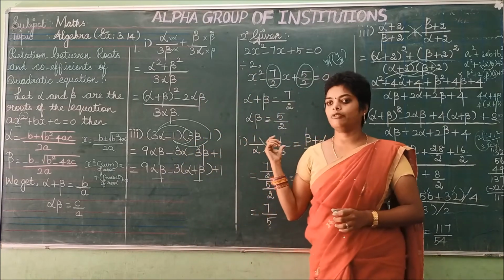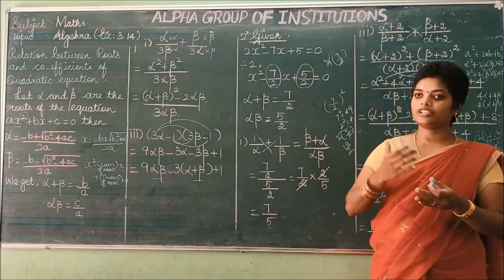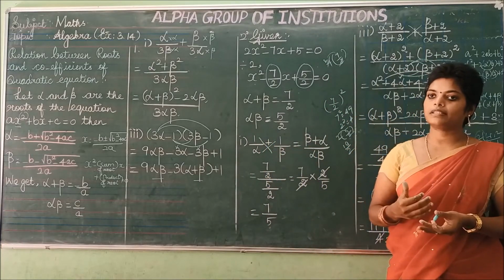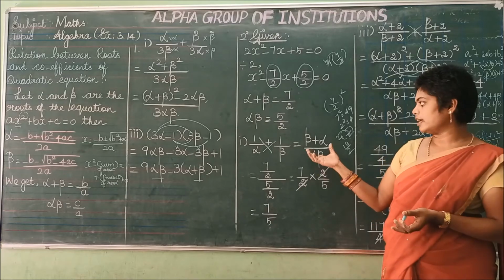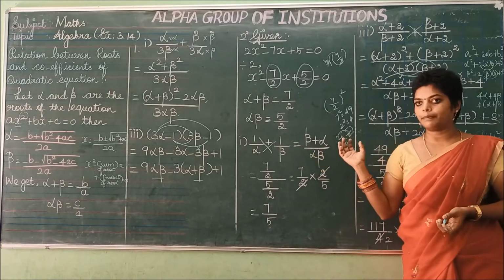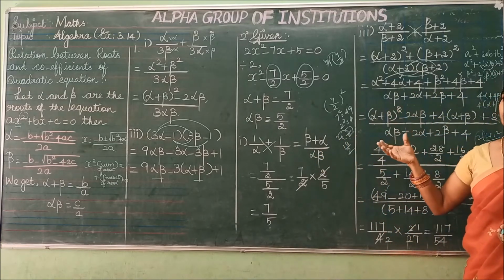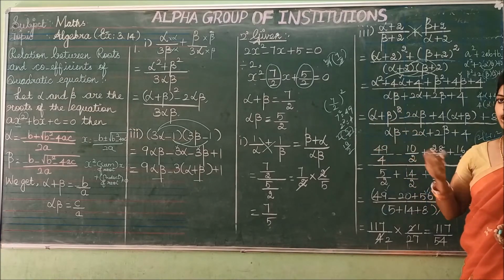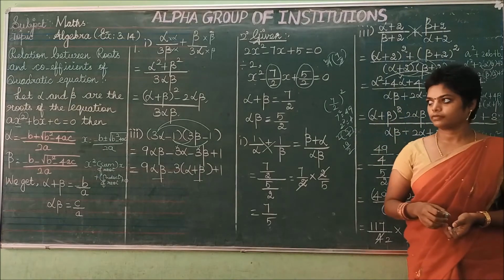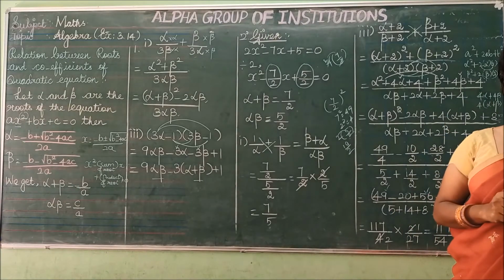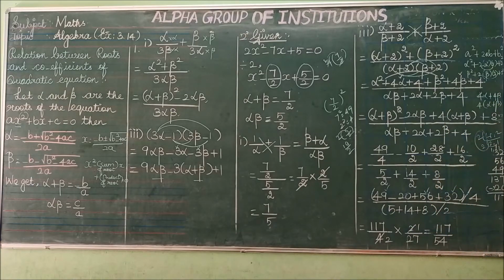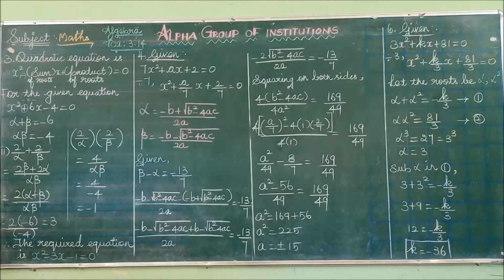For the first problem, each term will be in terms of alpha plus beta and alpha beta. You can solve that one. For the second problem, they have given one equation. Using that, see how to apply and find some values. Listen, page number 122, exercise number 3.14, third question.